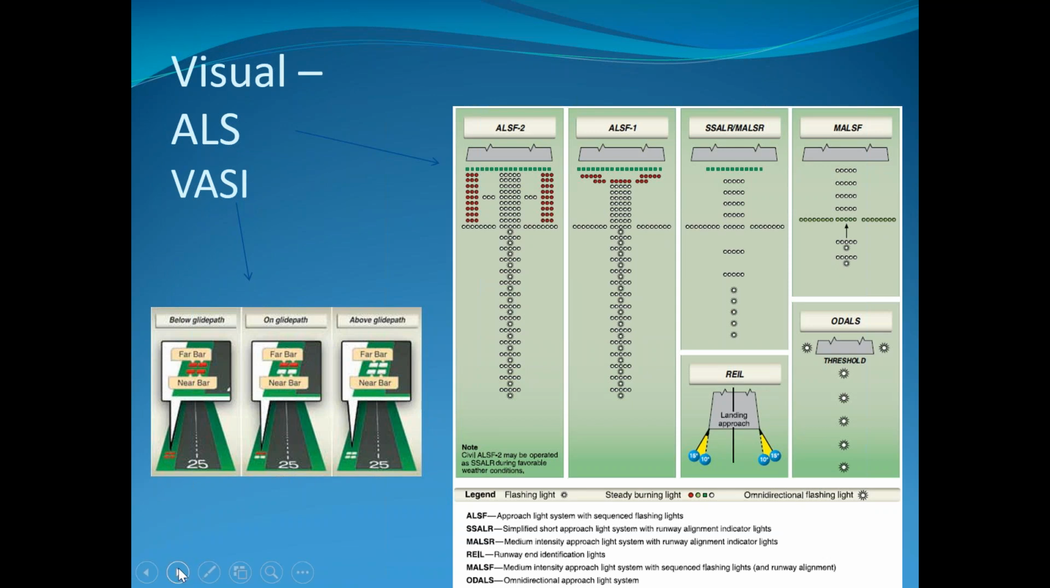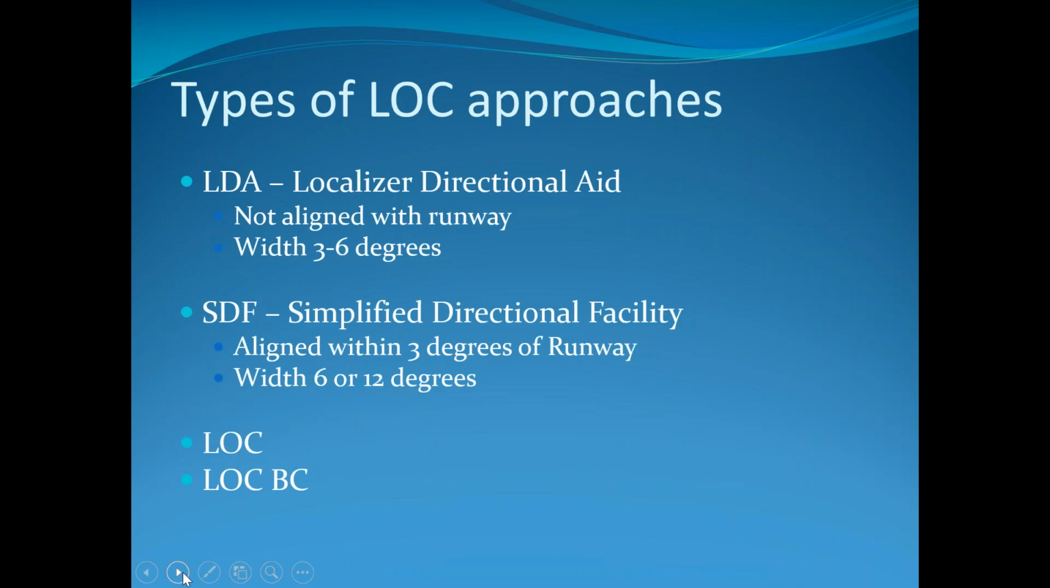So those are the different types of approach light systems. You don't really need to worry too much about that. Types of localizer approaches. You have one that's called an LDA, which is a localizer directional aid. It's not aligned with the runway. It's the same thing as an ILS. The only difference is that it doesn't bring the aircraft straight in.